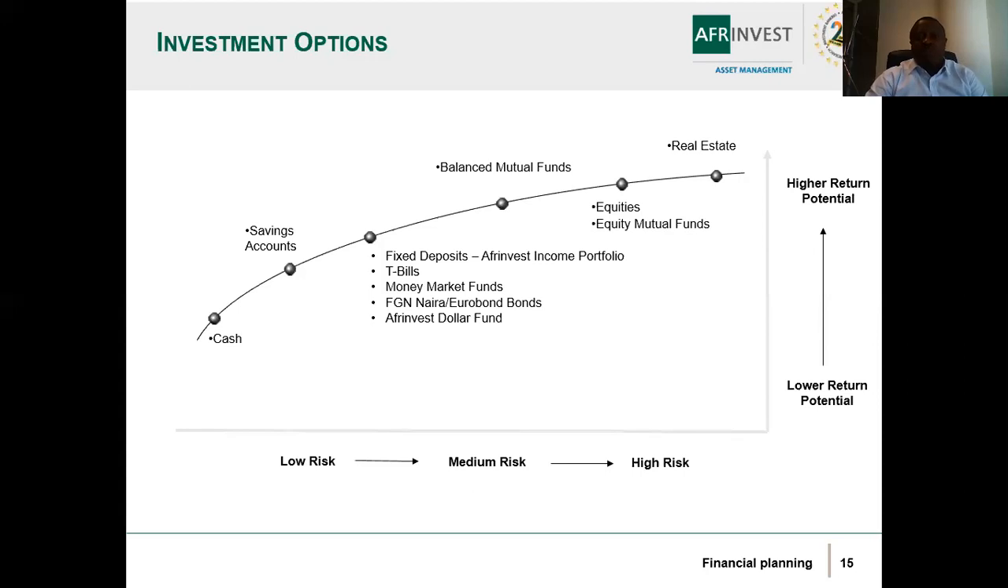There are treasury bills, money market funds. We have the Afrinvest Dollar Fund also. You can also invest in that. And there are balanced mutual funds. You can also invest in them. There are equities. Then there are equity-based mutual funds, and there is real estate investment. You can see how it is. The higher the risk, the higher the return.